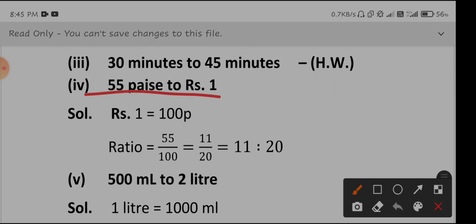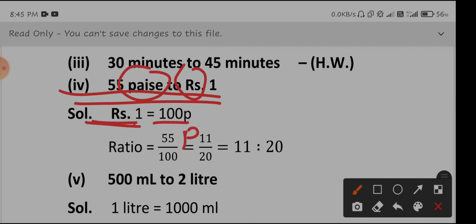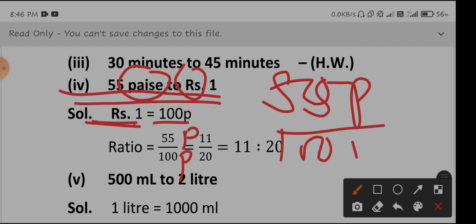Then the fourth one, 55 paise to rupees 1. You can see it is given in paise and it is in rupees 1. So first of all we change into the same unit. So we know that rupees 1 is equal to how many paise? 100 paise. So we can write 55 paise upon 100 paise. Now you can see both are in the same unit, so we can cancel the unit.